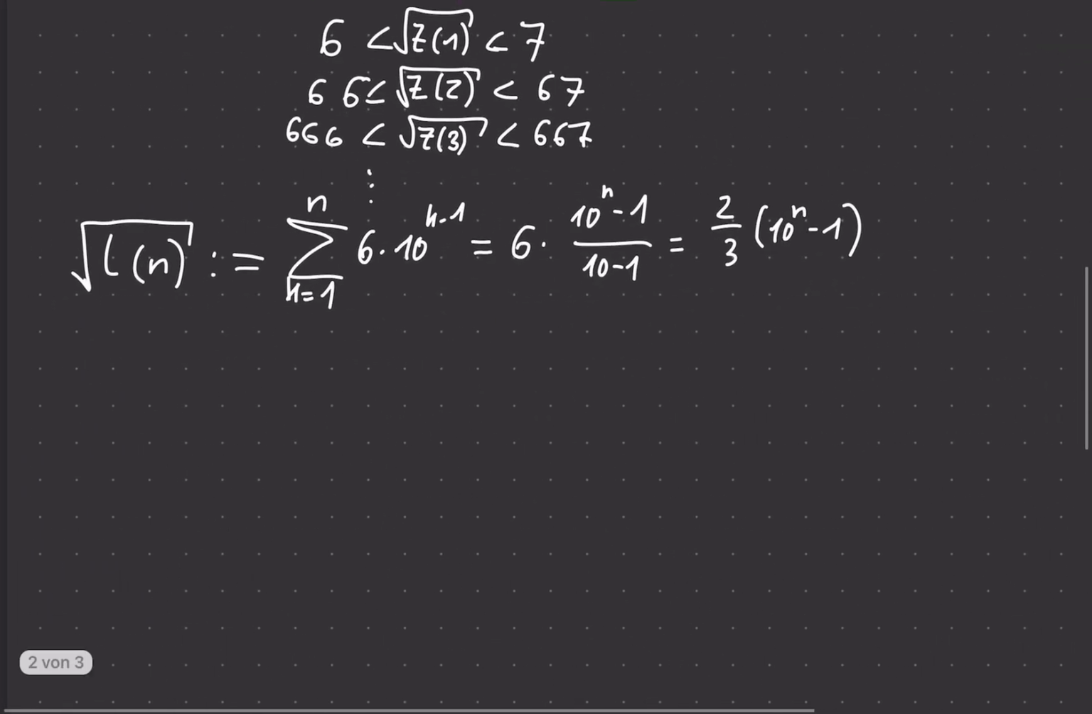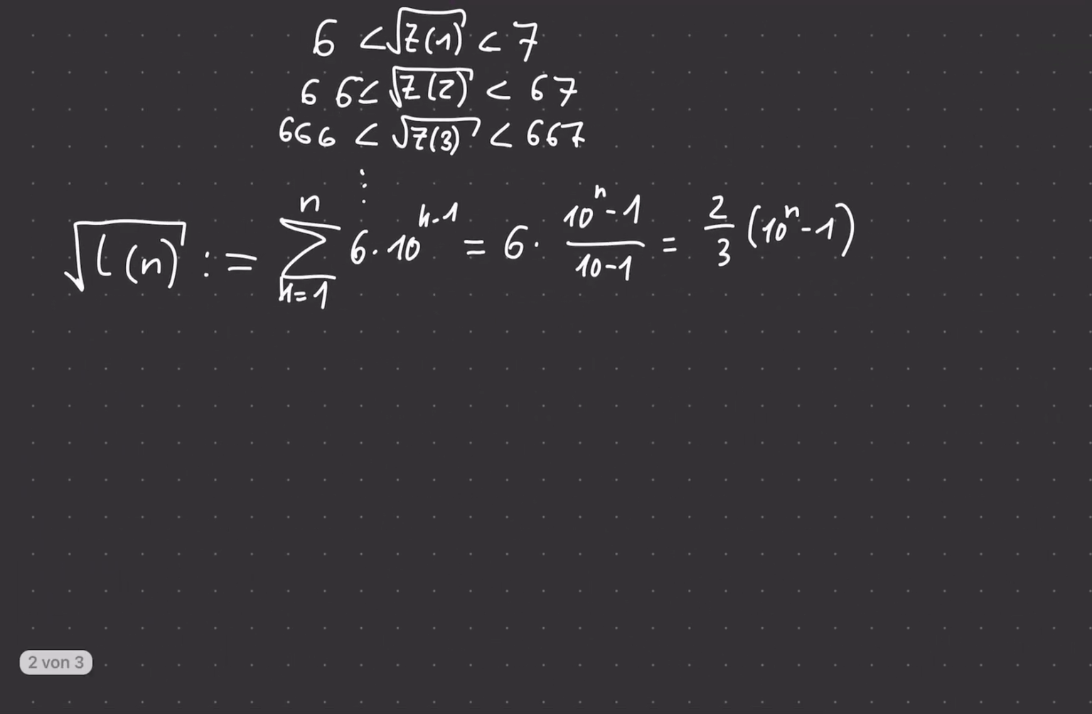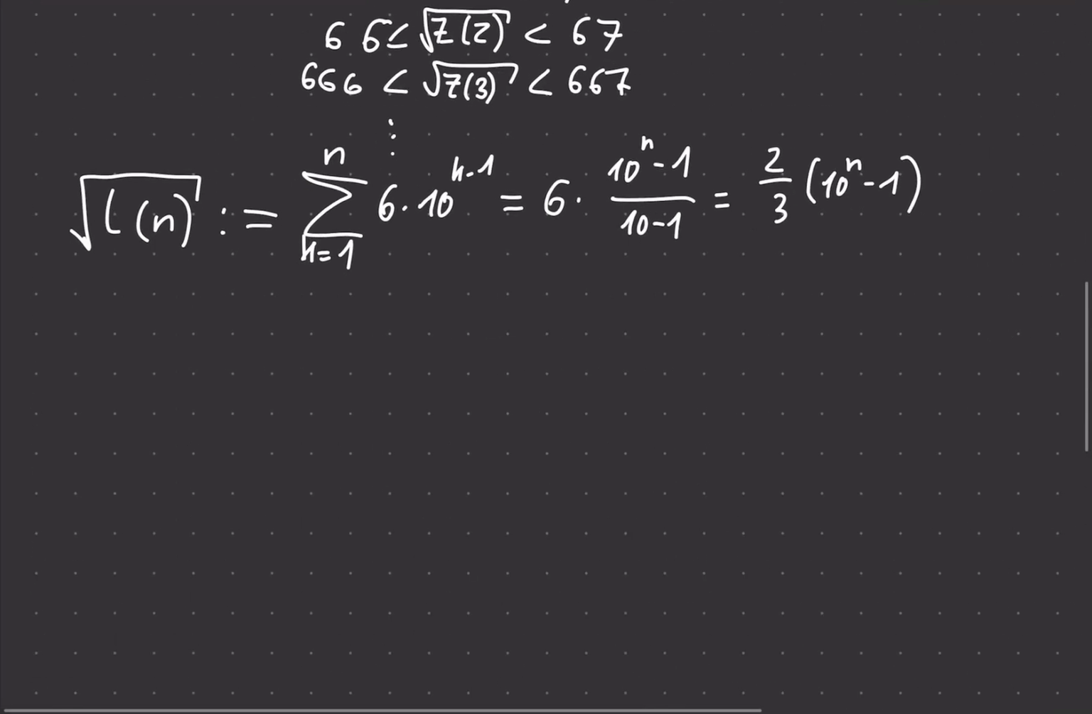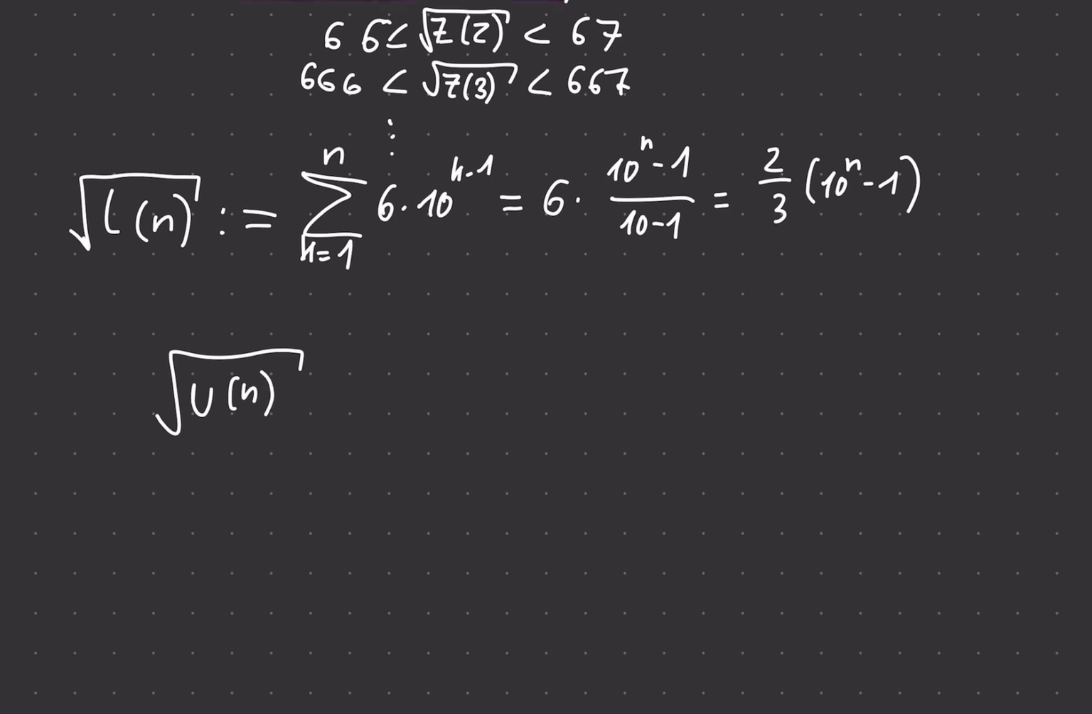And from that follows that our upper bound, I'm going to call it u of n, and so the square root of u of n equals the square root of L of n plus 1, which then equals 2/3 times 10 to the n minus 1, plus 1.